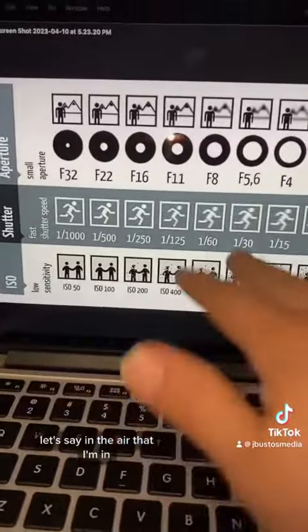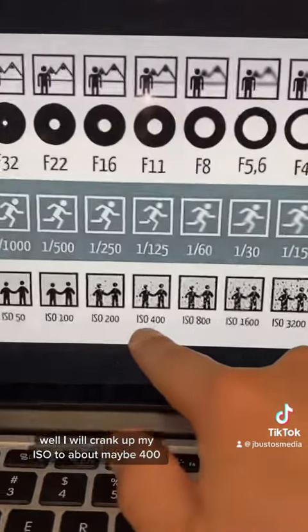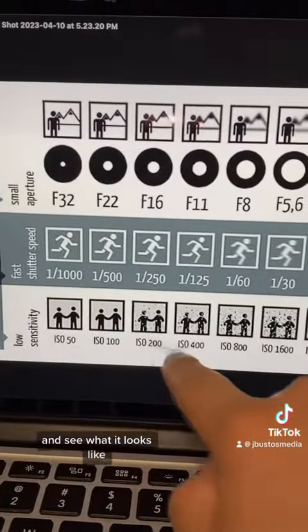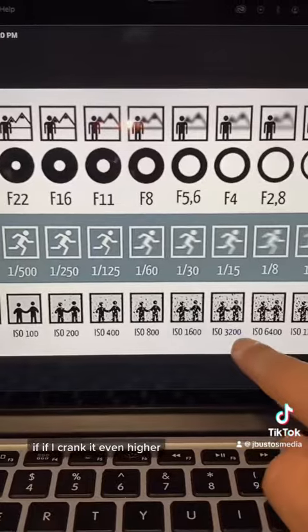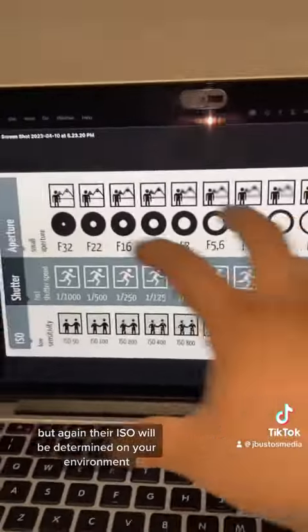Let's say in the area that I'm in, it's too dark. Well, I will crank up my ISO to about maybe 400 and see what it looks like. If I crank it even higher, obviously it's going to look grainy. But again, the ISO will be determined by your environment.